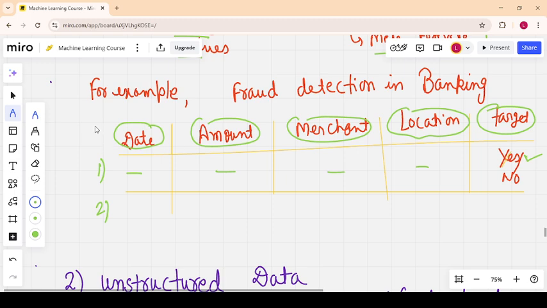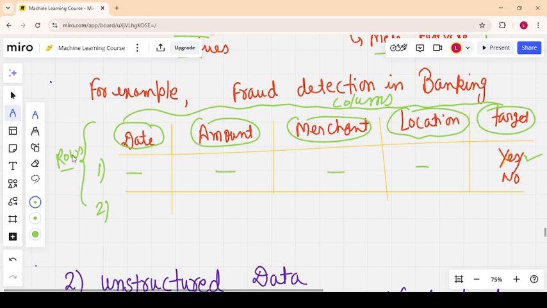So datasets are arranged in the format of rows. These are the rows, these are the columns. Okay. So structured data are those data that can be represented in a tabular format, which consists of rows as well as columns. I think your concept has become clear about structured data.